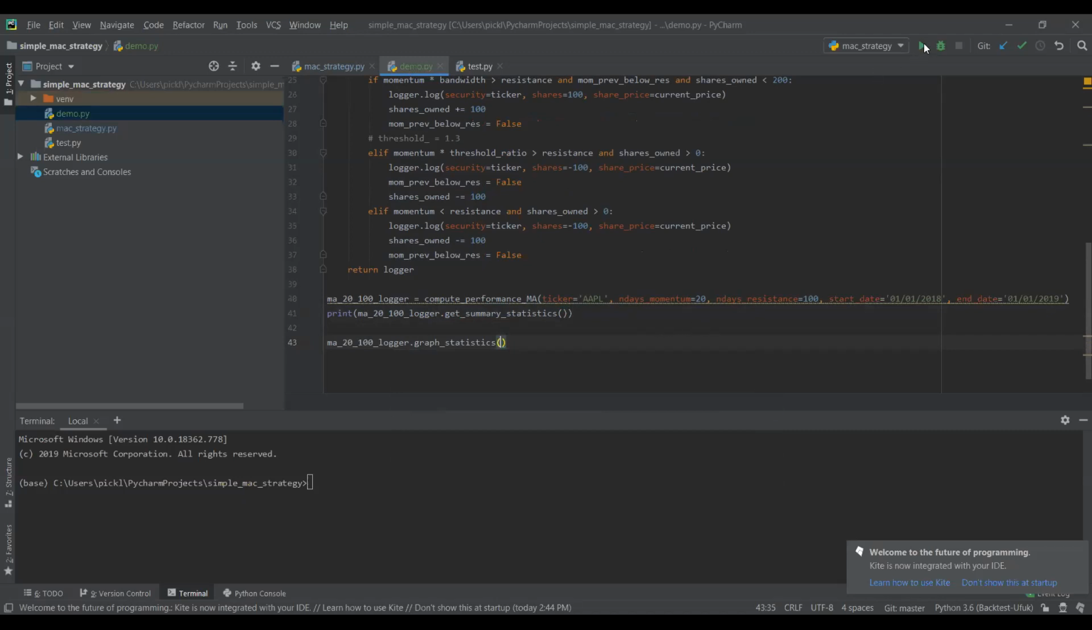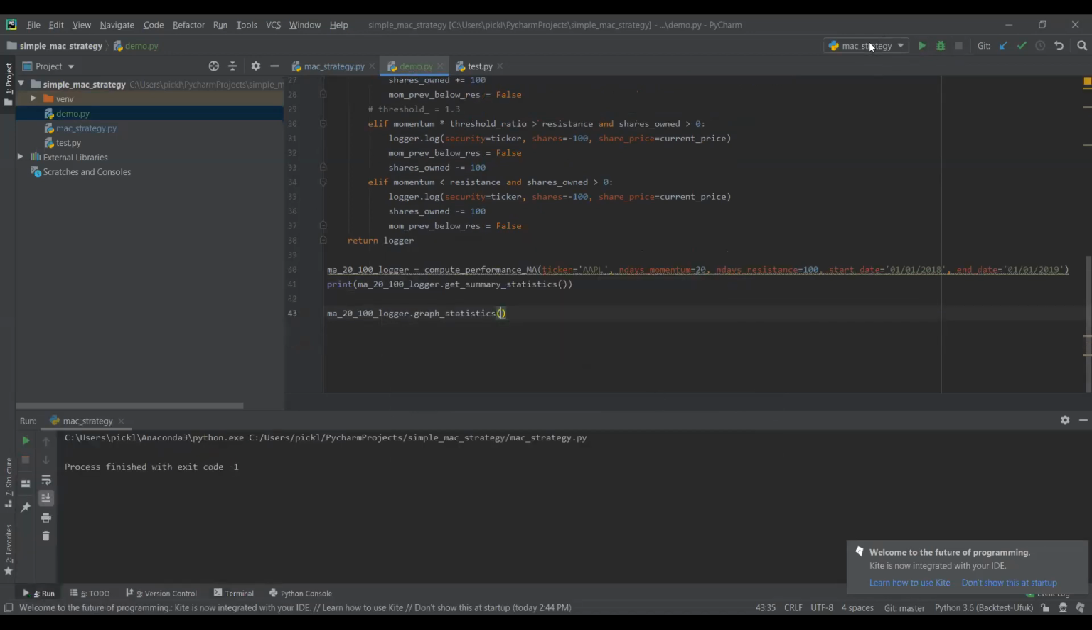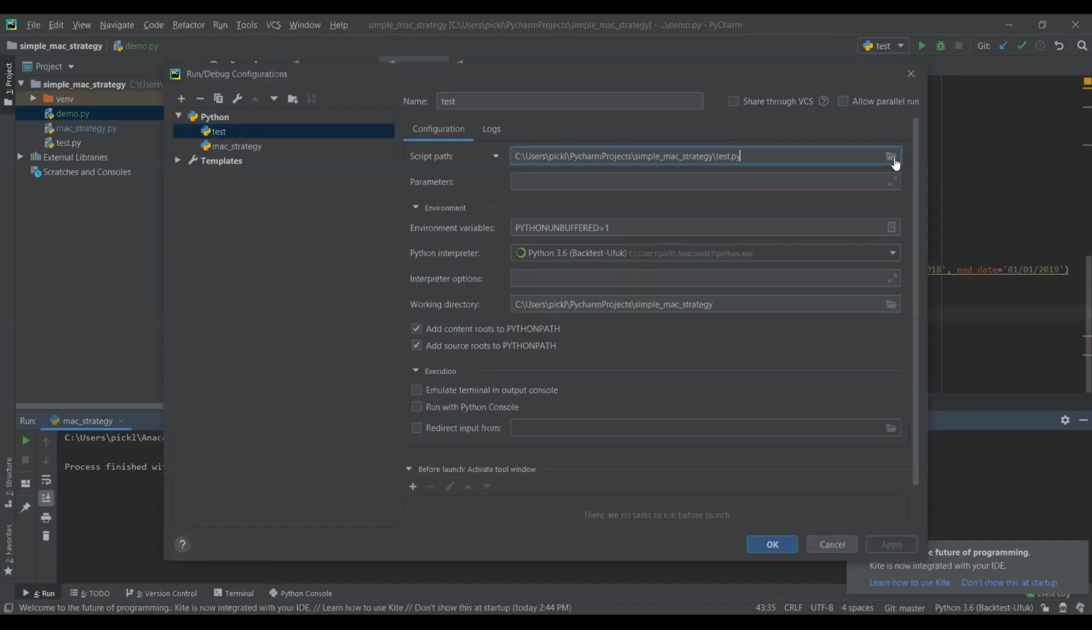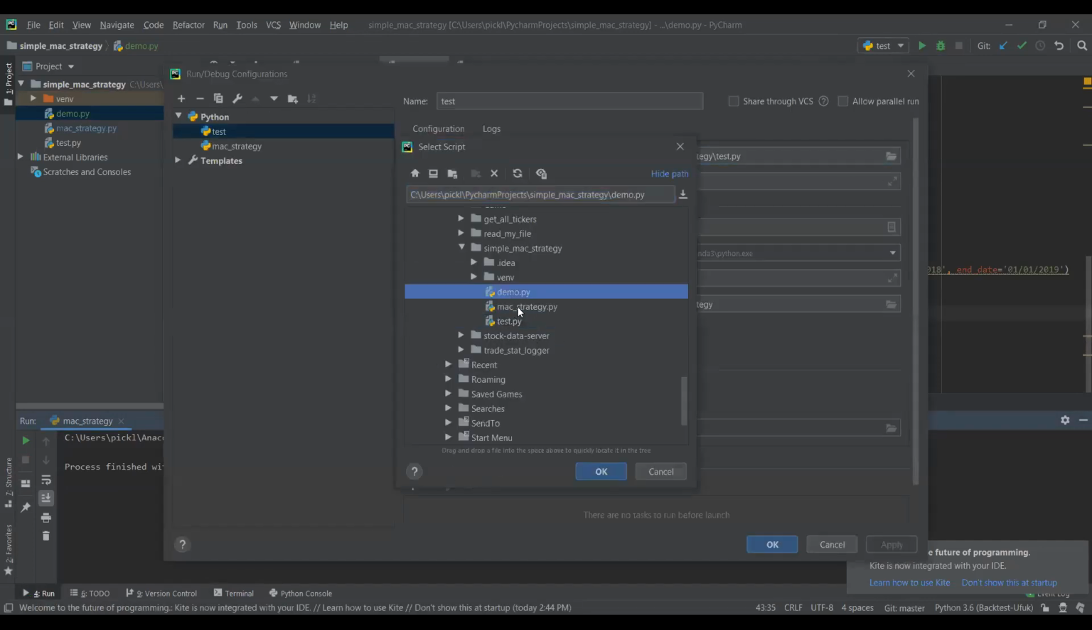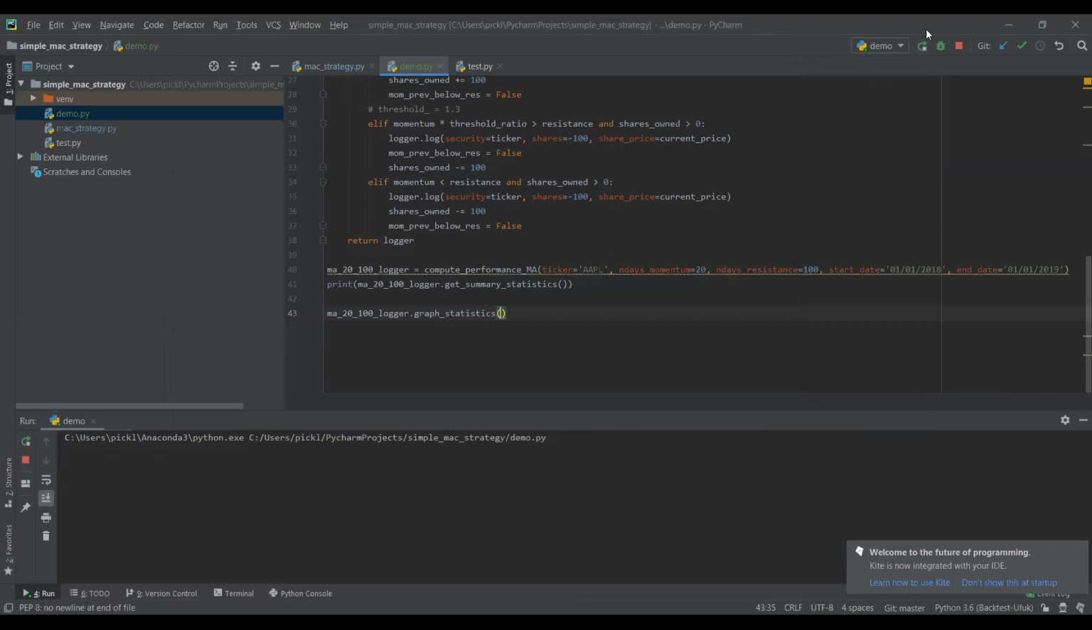Hopefully this will run. Demo. Okay, we're running our demo. See how this does.